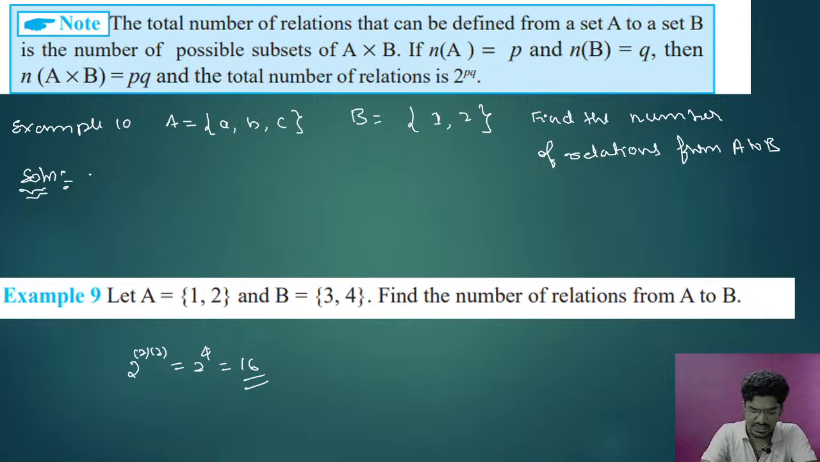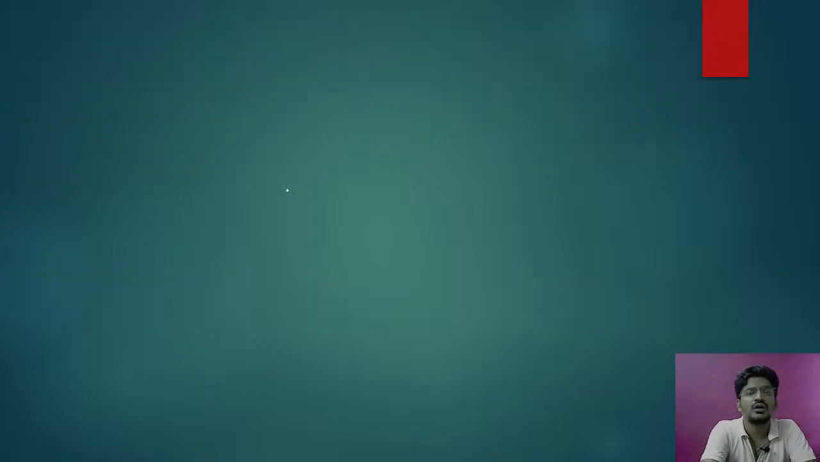Very good. 64. So 64 is the right answer. That is 2 to the power of 3 into 2, 2 to the power of 6, that is 64, will be the correct answer. 17 is not the correct answer. 64 must be your answer. Okay. So I think all of you have understood this. Clear? Very good.